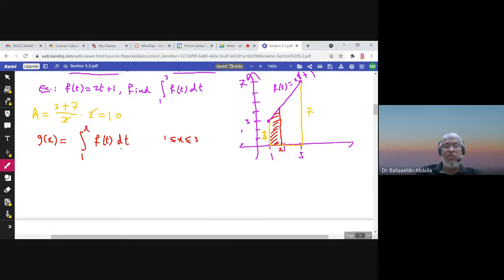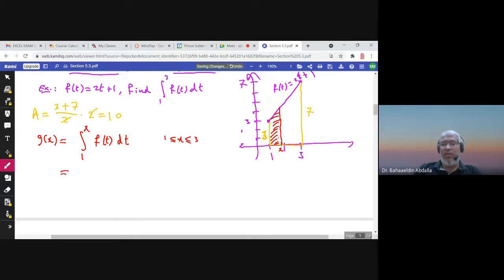So this is actually a function now. It's not a constant like this one. The definite integral here, the answer was just 10, so this is a constant. But if we call this x, this would be a function of x that gives the area below f of t from 1 to x. Now let us find this area.